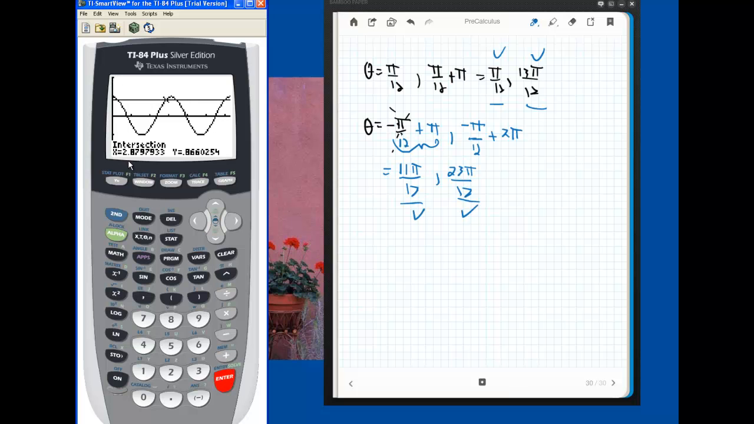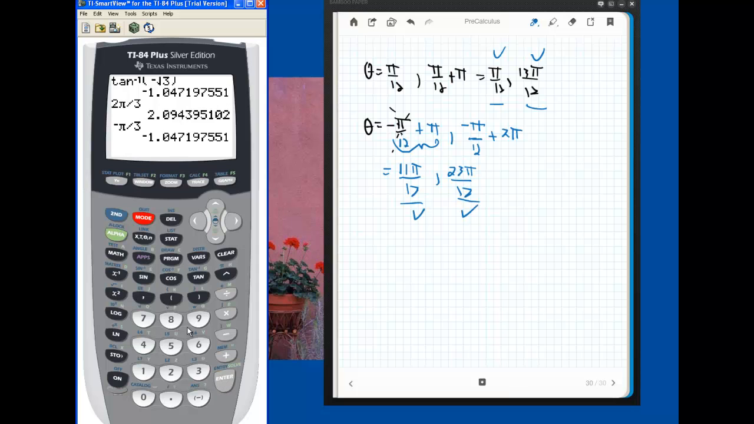My intersection is at 2.879. That doesn't really help me. However, let's look. 2.879, what did we say? It should have been 11 pi 12ths, right? So 11 second pi and divided by 12. And let's see if it gives us the same value, 2.879. Look at that.